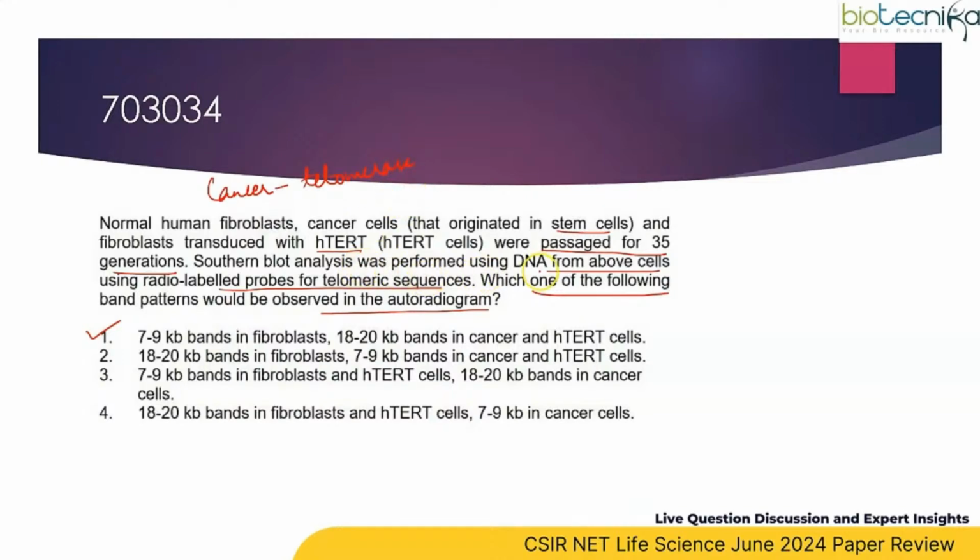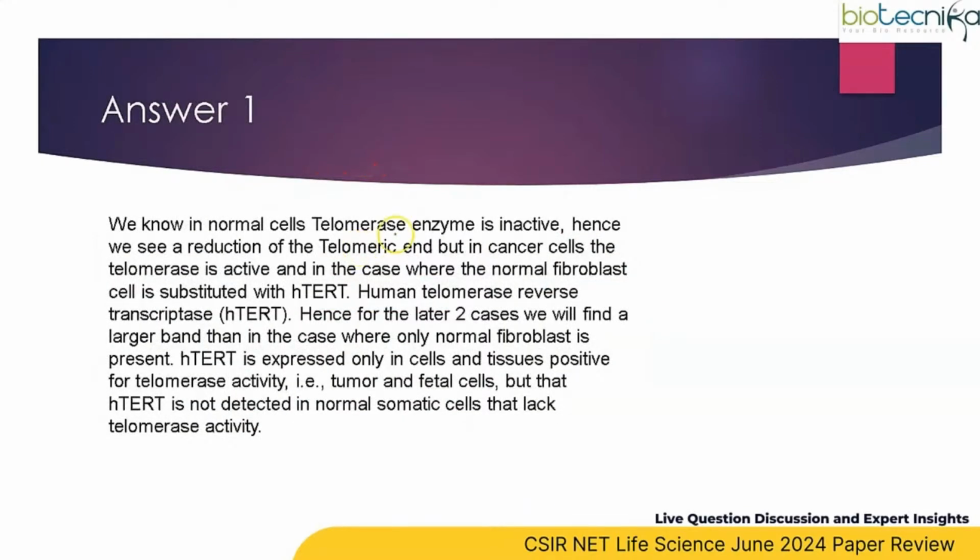Southern blot analysis was performed using DNA from the above cells for telomeric sequences. Because in normal cells telomerase enzyme is inactive, there will be reduction of the telomeric end. But in cancer cells the telomerase is active. And where the normal fibroblast is substituted with HTERT, the human telomerase reverse transcriptase gene, there will be more telomerase activity, so more telomeres. Hence, for the latter two cases we'll find a larger band than where only normal fibroblast is present. I'm sure you all are understanding this question.